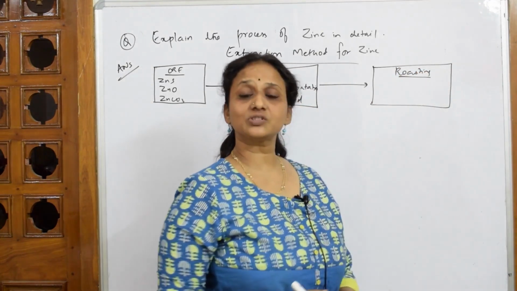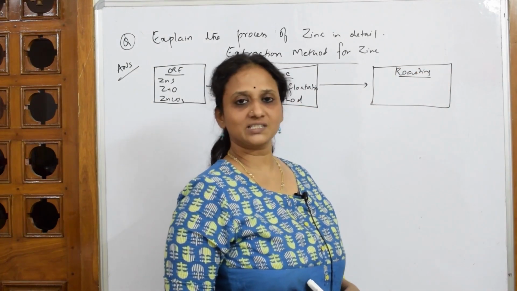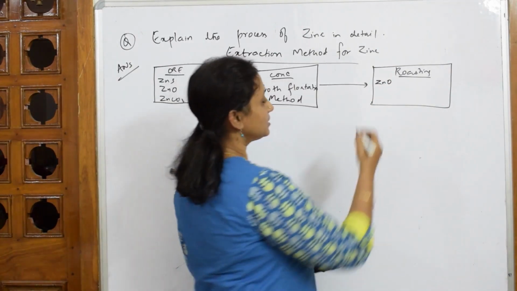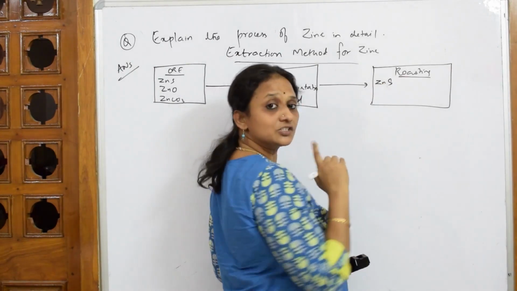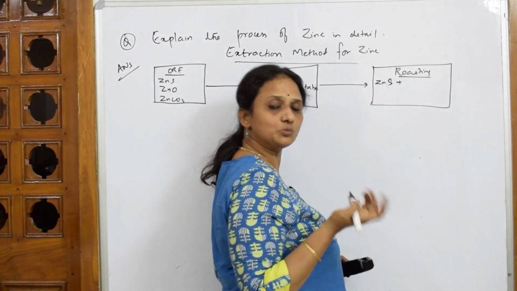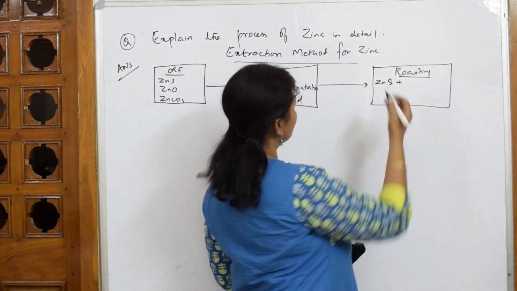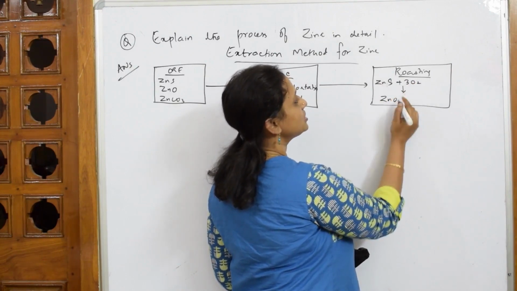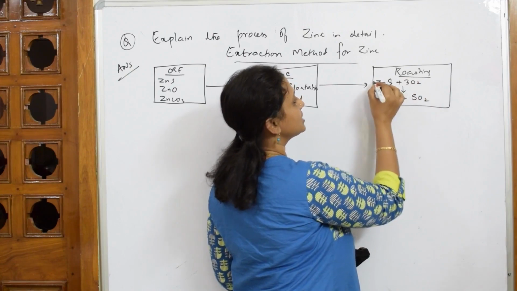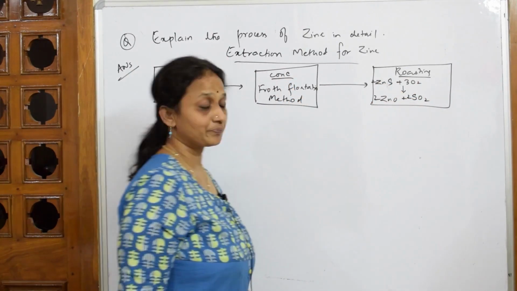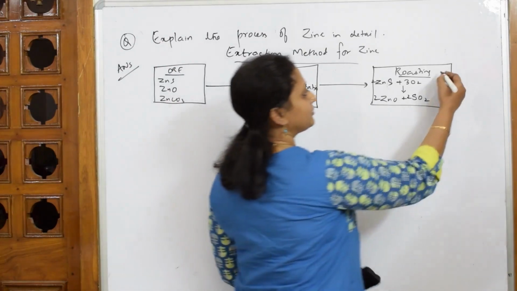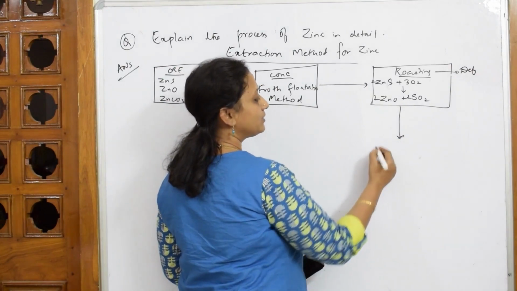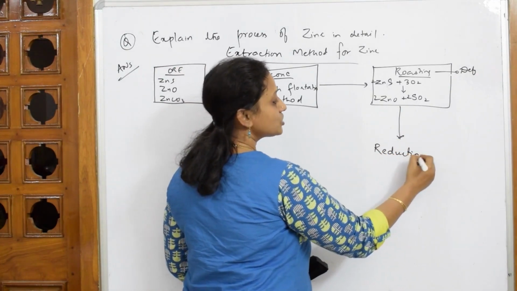As I said, in roasting the sulfide ores are converted into oxide ores. So which sulfide ore did we take? We have taken ZnS, zinc sulfide. I am going to roast it with 2 moles of oxygen and 3 moles. This we have already done. Suppose I take 3 moles of oxygen, what do I get? I get zinc oxide and I am also going to get sulfur dioxide. We have already done this balanced reaction. Now after roasting, remember you are going to write the definition also, which I have already given. Done. From roasting, I am going to take it to a method called reduction. Reduction is also called smelting.